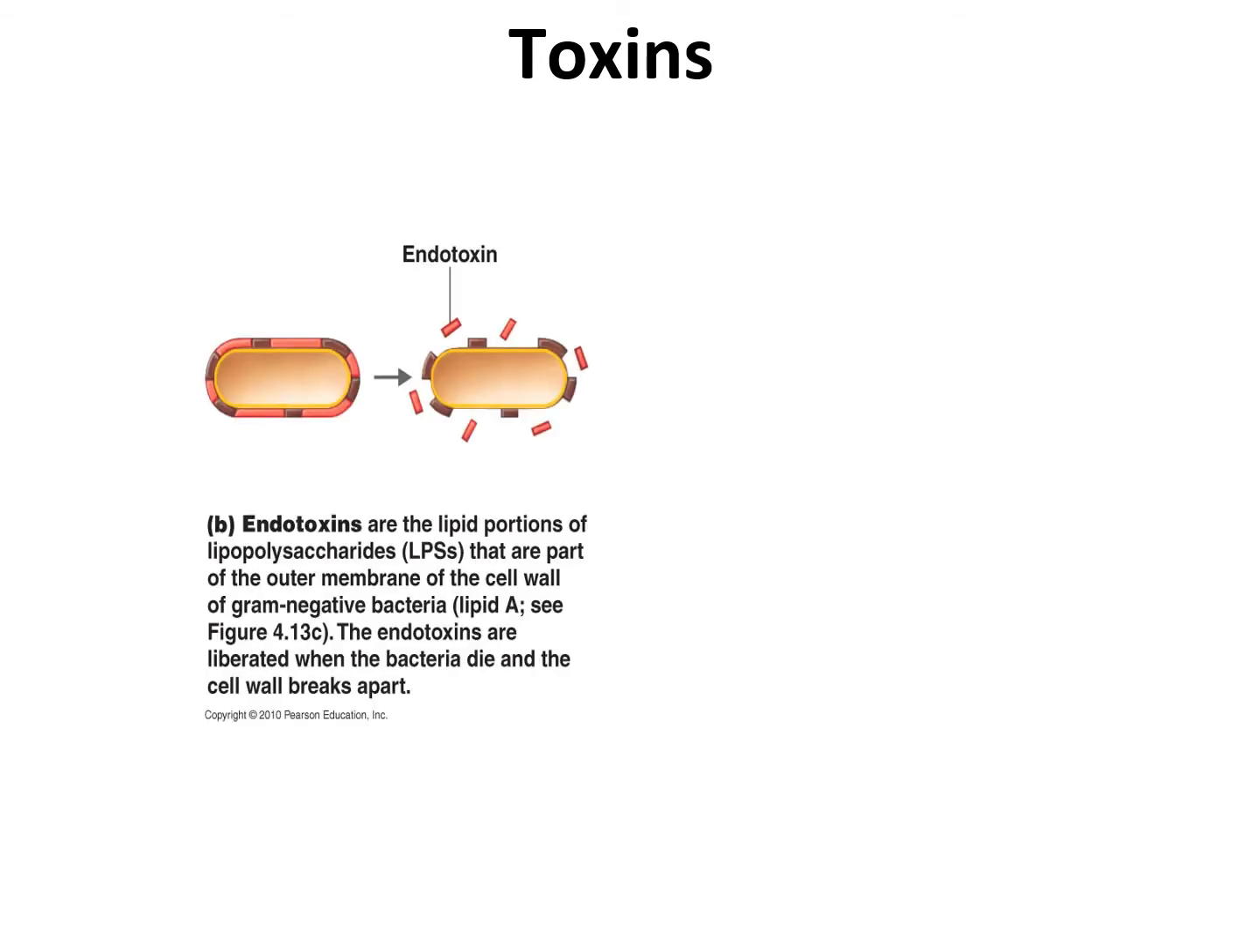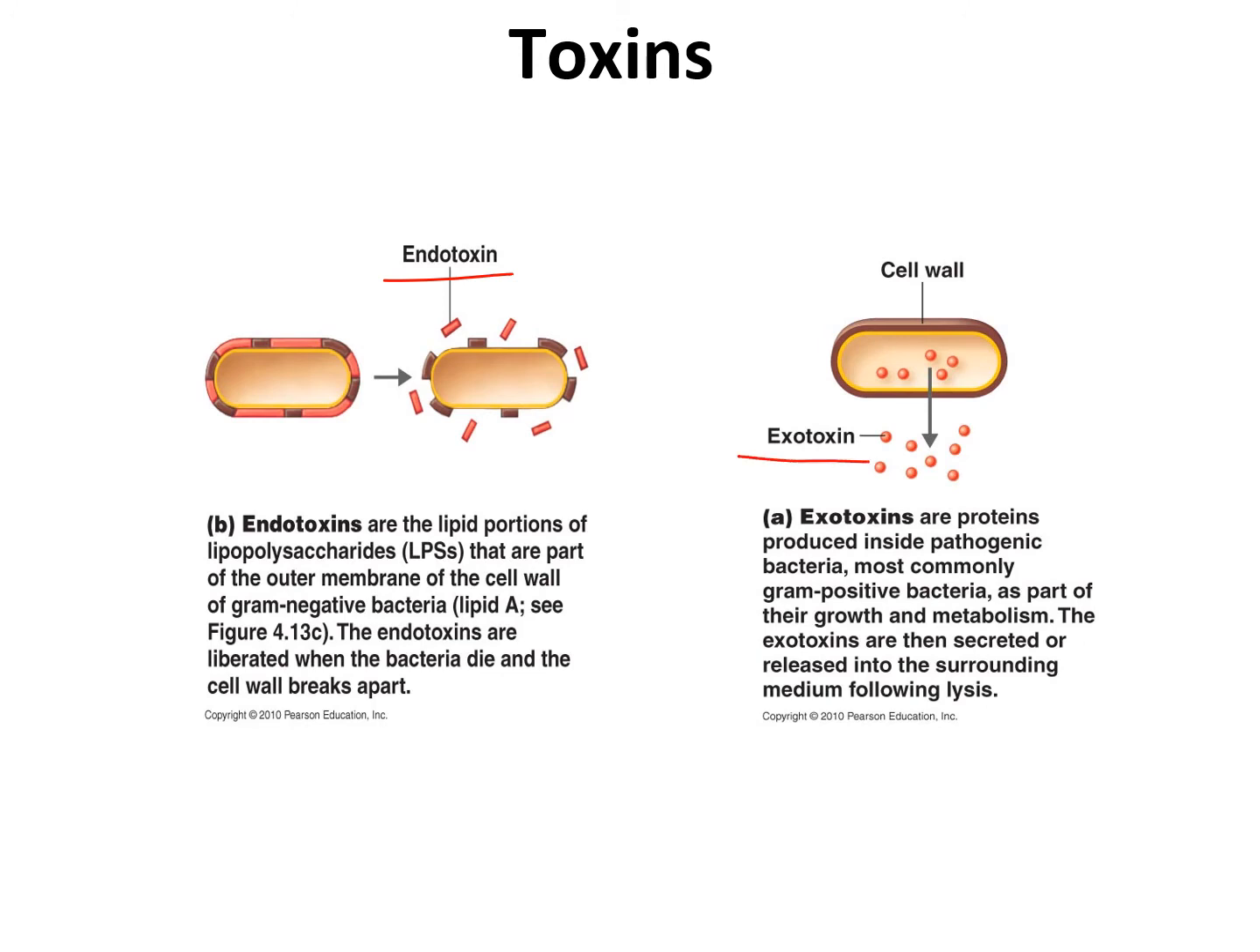The third way that microbes can damage hosts is by releasing toxins. There are two basic types of toxins, endotoxins and exotoxins. The difference between the two is that endotoxins are part of the bacterial cell wall and are released at death. Exotoxins are made inside the cell and secreted out. So you need a living cell that can create the exotoxins and secrete them out.